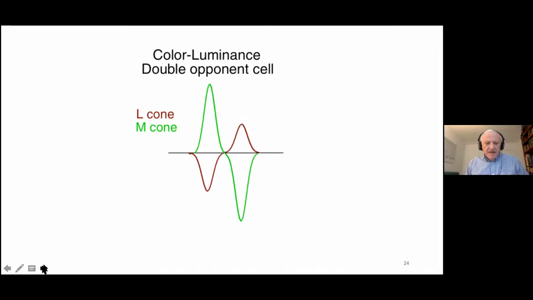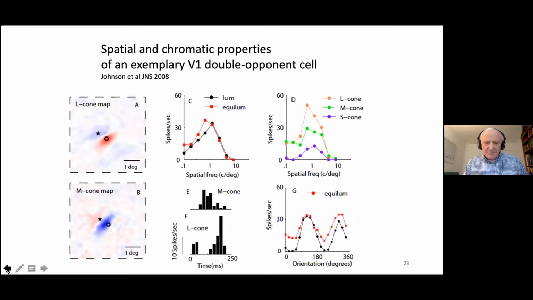Does it have to be edge rather than bar selective, odd rather than even symmetry? It turns out that, as I show, they turn out to be like this. Most of them turn out to be odd symmetric, or I should say, tending towards odd symmetry. They're not all exactly odd symmetric.